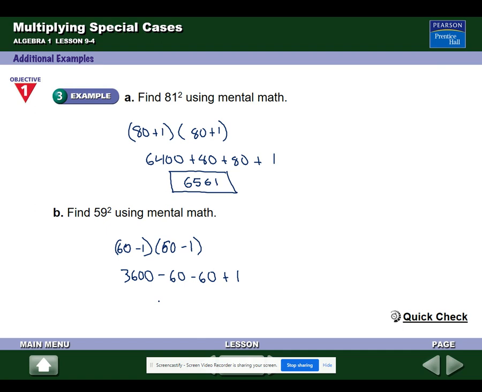Okay? And again, if you multiplied this in your head, this is kind of the mental activity that you're doing. You did have to subtract those 60s and then add a 1 back in. Let's see, 3,600 minus 120 would be 3,480, plus 1 would be 3,481. And there was no need for a calculator there. Okay, now again, if you can't do that, it's not the end of the world, but this was the exercise.